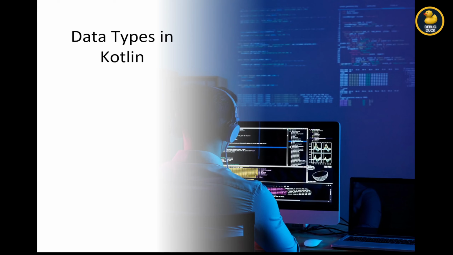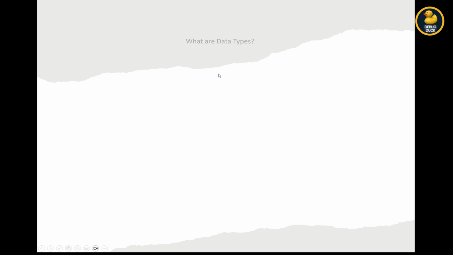How does a program know whether a value is a number, a piece of text, or a true-false condition? This is where data types come in. Data types tell the program what kind of data a variable stores.